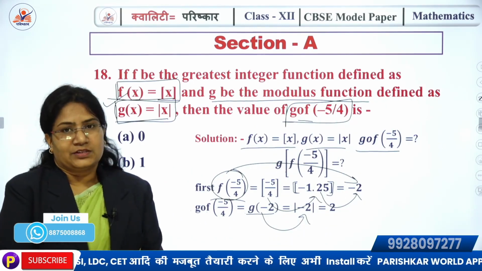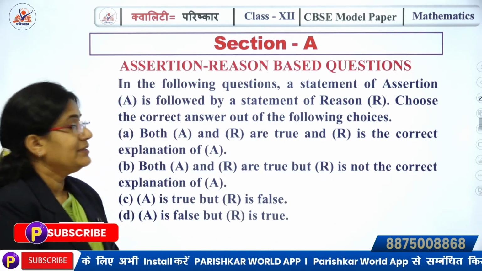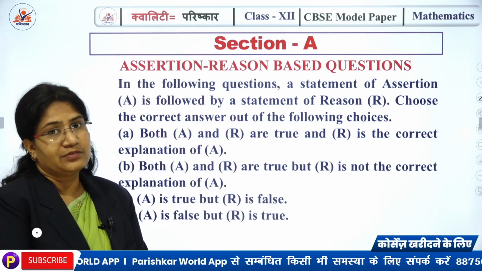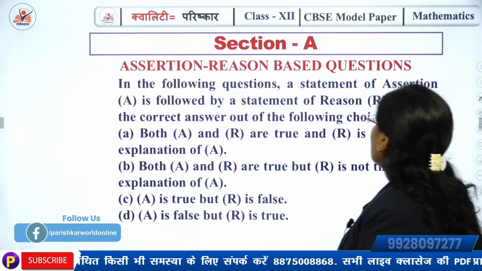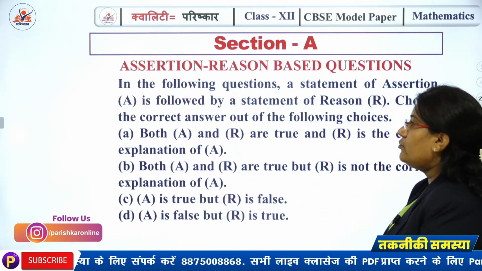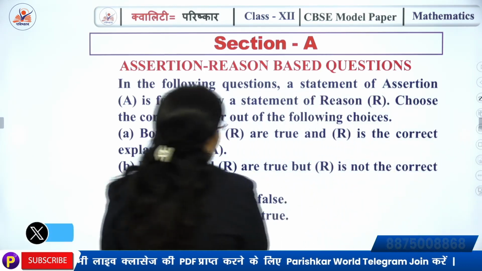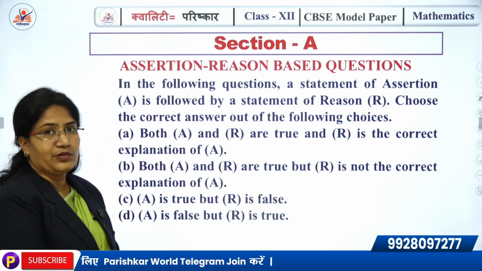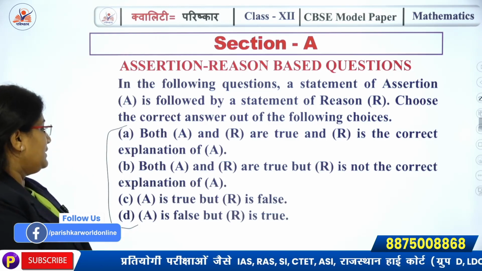Let's come to the next question, question number 19. Student, questions number 19 and 20 are assertion-reason based questions. In the following questions, a statement of assertion A is followed by a statement of reason R. Choose the correct answer out of the following choices. In questions 19 and 20, the options will be the same: A, B, C and D.